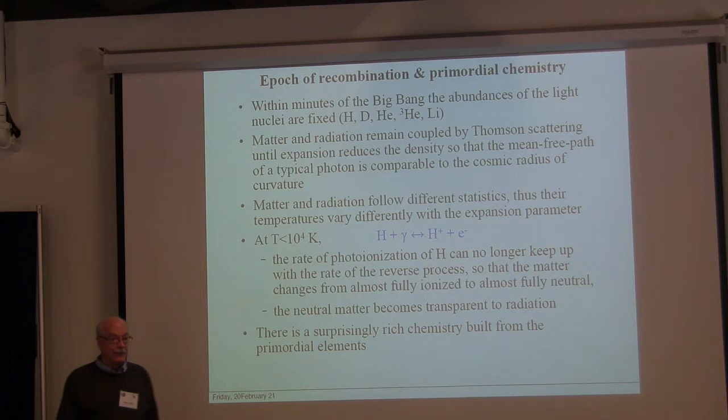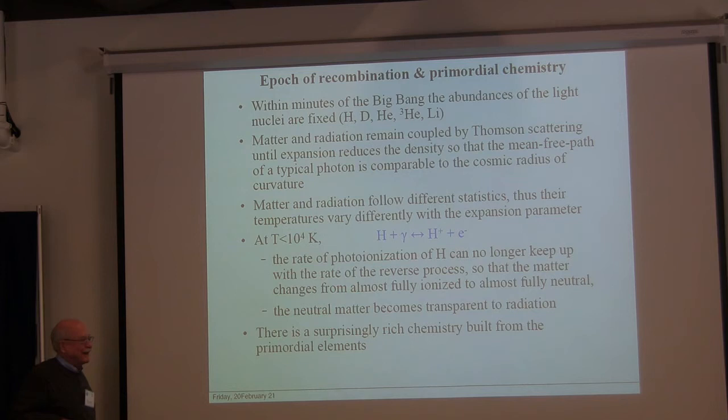The neutral matter becomes transparent to the predominant radiation, that is, most of the radiation that is within a few decades of frequency of the peak of the black body at a temperature of about 1,000 Kelvin. That is, radiation that is much too cool and red to continue photoionizing hydrogen. So that kind of process vanishes, or the rate is vanishingly small, so it's not important. The neutral matter becomes transparent to radiation. So the nature of the universe changes dramatically at that point.